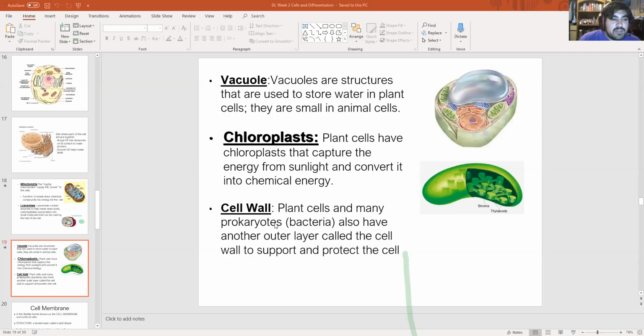And then plants also have this thing called a cell wall. Plant cells and many prokaryotes also have another outer layer called the cell wall to support and protect the cell. That's why when you crunch a plant or something, it's crunchy because of the cell wall.